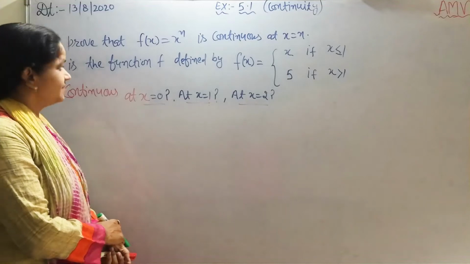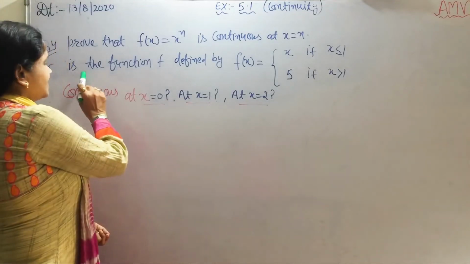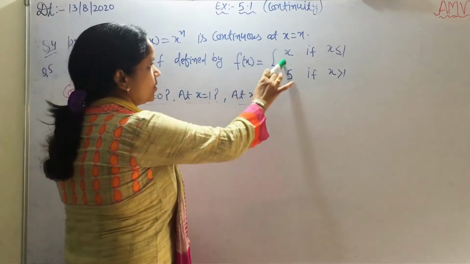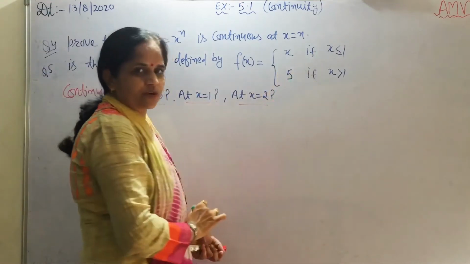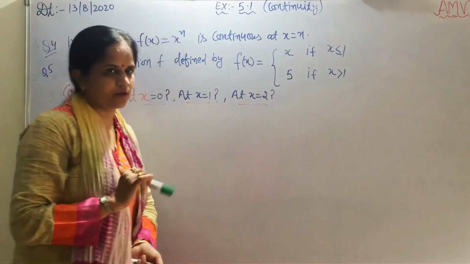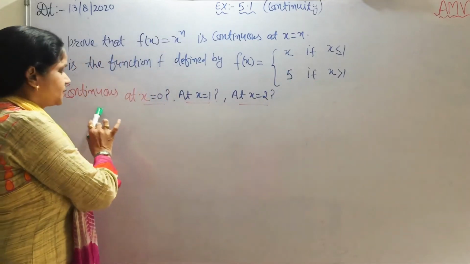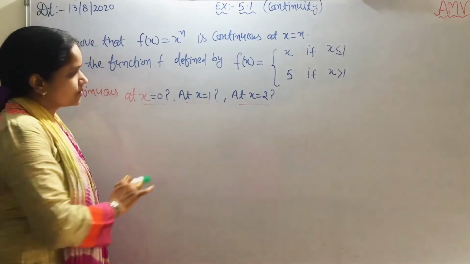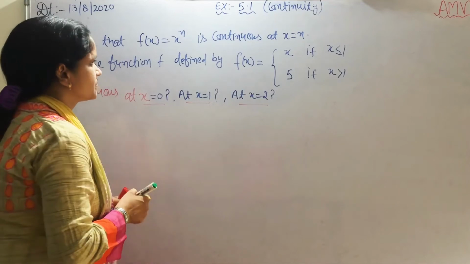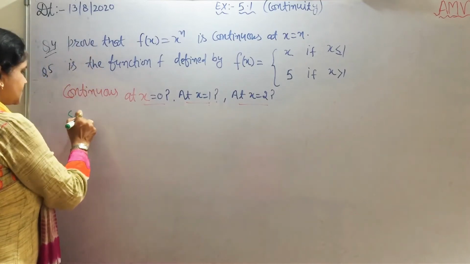Question number 5. The function f defined by f(x) is equal to x if x is less than or equal to 1, and 5 if x is greater than 1. Is it continuous at x is equal to 0, at x is equal to 1, and at x is equal to 2? So students, let's start the solution.